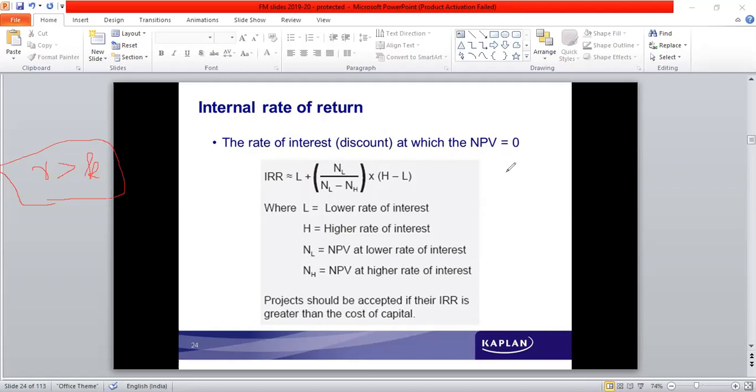So this is the formula for interpolation. By now, we would have already calculated the net present value of cash flows using two different rates, one having a positive NPV, one having a negative NPV. But we want NPV to be exactly zero. So use this formula: L, the lower rate of interest, plus, in brackets, NL, the net present value at the lower interest rate, divided by the difference in the two NPVs of the two rates. So this is delta. We don't take the negative value at all. It is only the difference between the NPVs of the two rates, into the difference between the rates, higher rate and lower rate. So substituting that, we get to calculate IRR.